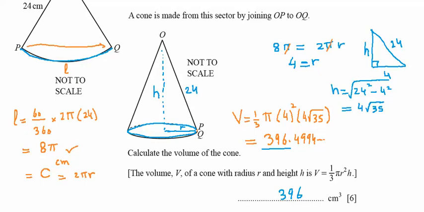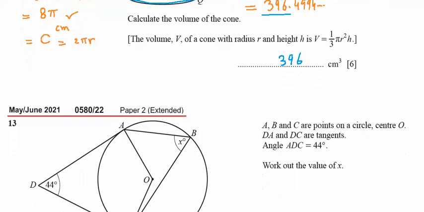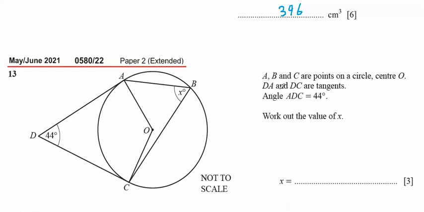So this was this question. And now we have some more questions like this one. It is from May-June 2021, variant 2, paper 2. So here A, B, C are the points of the circle, center O, everything is shown here. DA and DC are tangents. So DA and DC are the tangents to this circle.